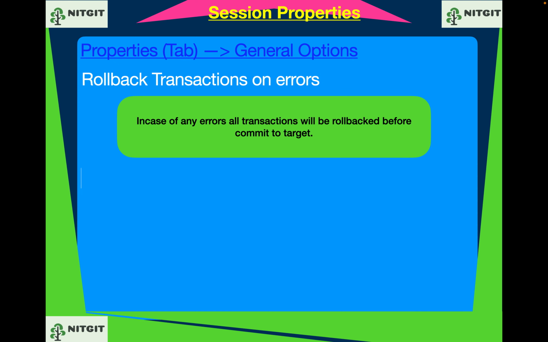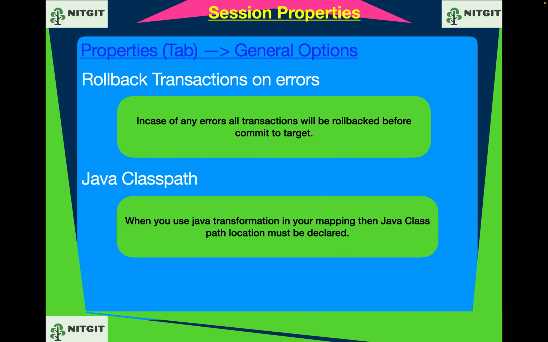Rollback transactions on errors. Okay. In case of any errors, all transactions will be rolled back before committing to the target. So this option helps to roll back everything. Otherwise, it will be unnecessarily loading a few data, and then all other records will be rejected. So irrespective of that, we just want to roll back all transactions so that it will be a clean load.